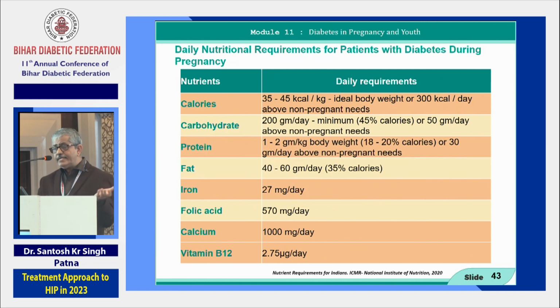For carbohydrate, we do reduce it to 45%. Initially, if you remember, it was to the tune of 50 to 60%, or 50 grams over the non-pregnant level. Protein intake is okay, 1 to 2 grams per kg, 20% of the total calories. 35% is also in collaboration. Iron 27 milligrams per day. Folic acid, there is a misprint. To remember, it is 0.5 milligram or 500 microgram per day. Calcium, we do require, and definitely a role of vitamin B12.